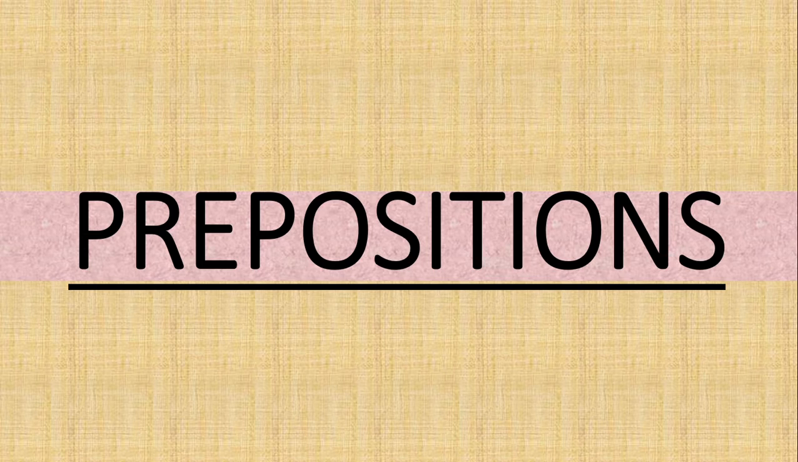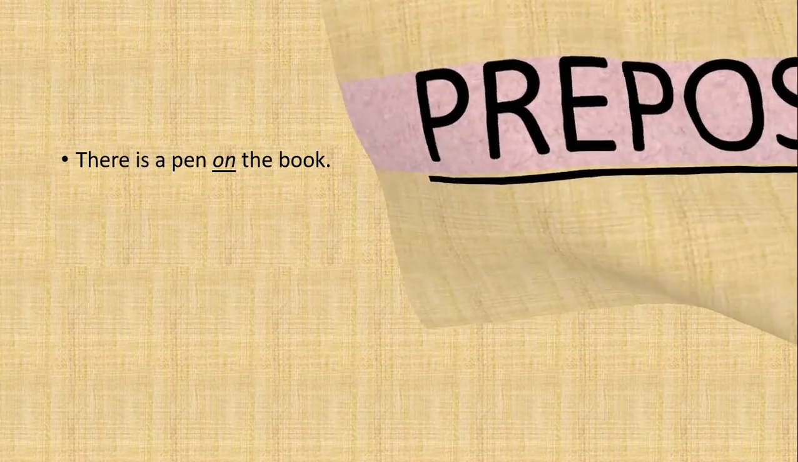All right, so going forward with the same topic, let's see what a preposition is in brief. A preposition is a word usually placed before a noun or a pronoun to show its relation to some other word in a sentence. All right, so let's look at a few examples.